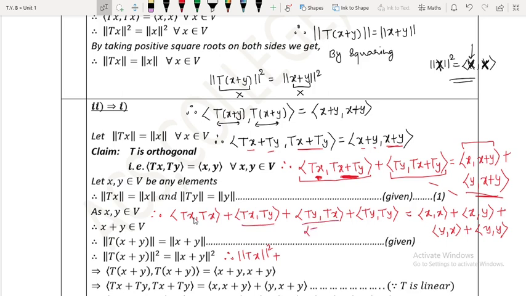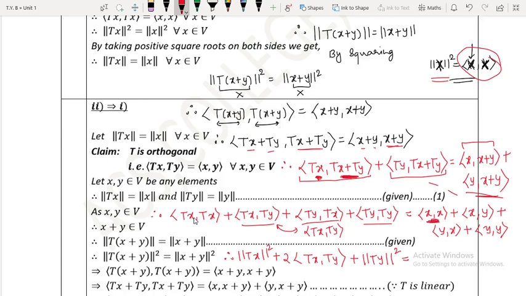ty with tx is the same as what? Tx with ty, right? Since the inner product of x with y is the same as the inner product of y with x, if you add them it will be twice. So twice the inner product of tx with ty, plus now again we have the inner product of ty with ty. So by using the same idea, what are you going to get? Norm of ty squared, which will be equal to, what about this?